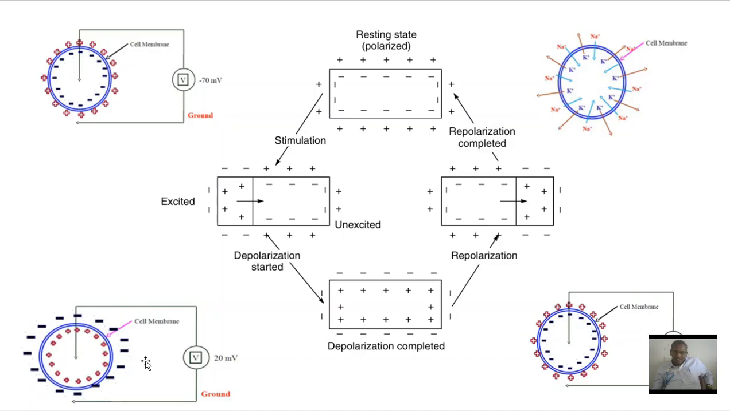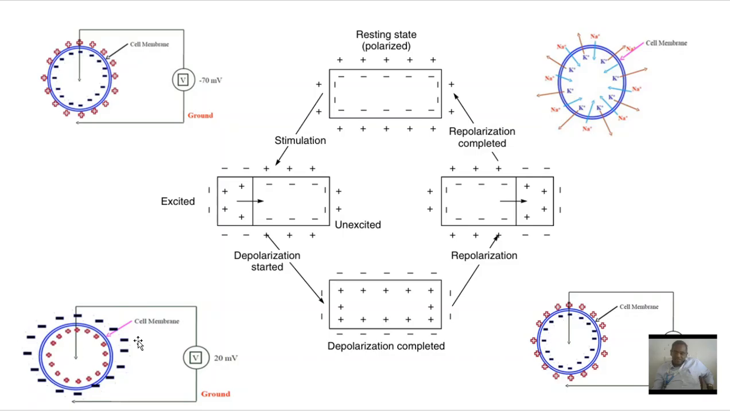After the cell is completely depolarized, we get the third diagram. Now the outside of the cell is completely negative and the inside of the cell is completely positive. In this case the potential is measured from inside to outside. Now the potential of the cell is equal to plus 20 millivolt.